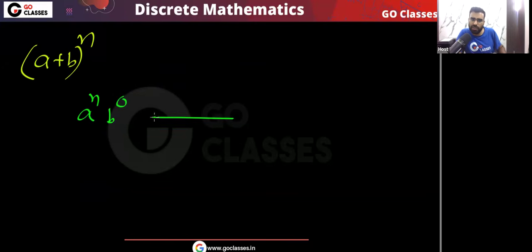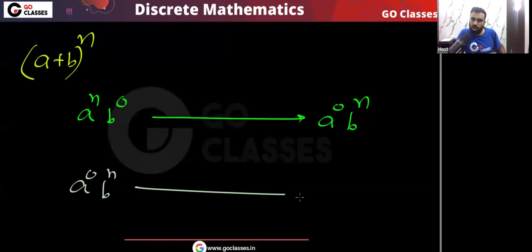So in the expansion, what will happen? Very simple, there are two types of expansion. If you have a plus b power n, there are two types of expansion you can do. In one type, you can start with a power n, b power 0, all the way to a power 0, b power n. Or you can start with a power 0, b power n, all the way to a power n, b power 0.